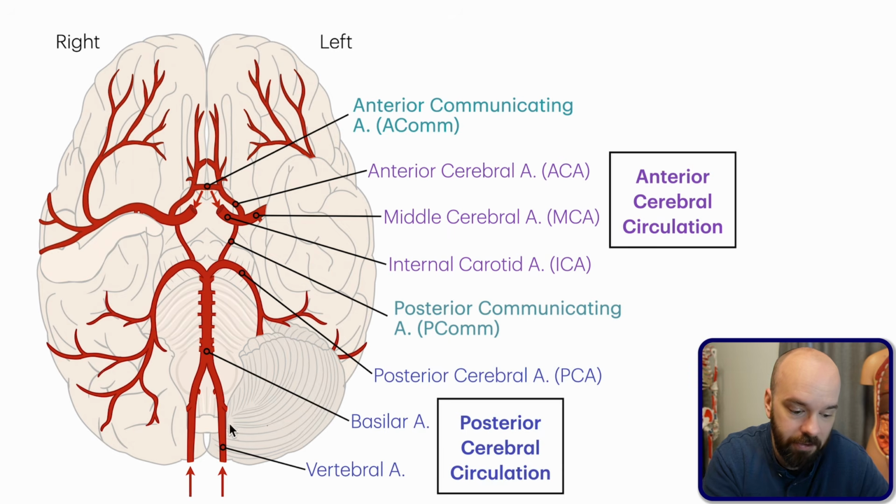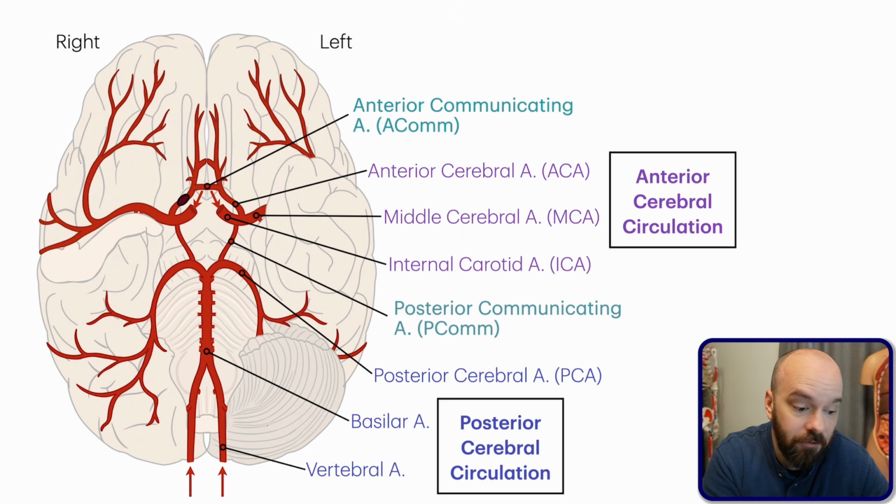So on our posterior side, we have the vertebral arteries converge into the basilar artery, which is going to branch into the two posterior cerebral arteries. And each of those is going to have a little branch here, which is the posterior communicating artery, which connects it up to that internal carotid right before it branches into the anterior and middle cerebral arteries.